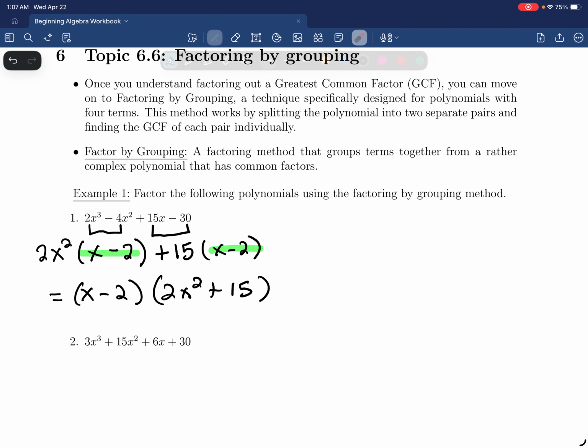And now you might be asking, how did you go from here to here? And the answer is if you were to multiply these 2 binomials together using the box method, you'd end up getting the same exact 4-term polynomial here. Alrighty.